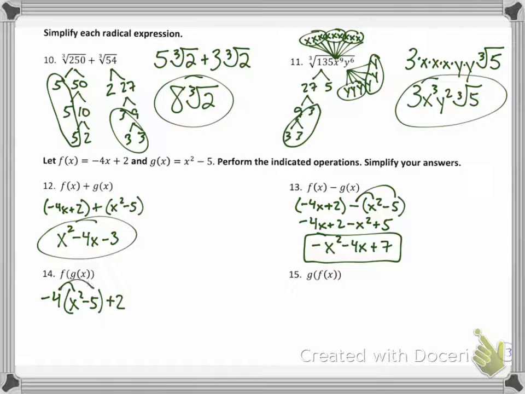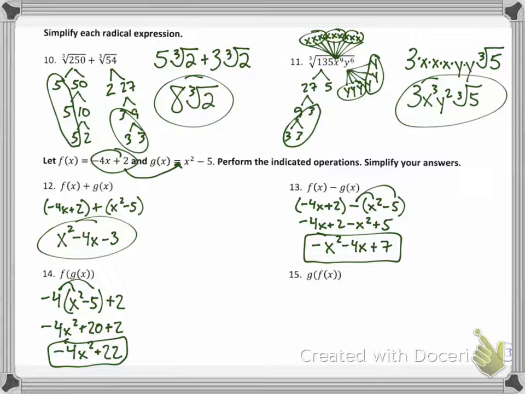So here I can distribute the negative 4, get negative 4x squared plus 20 plus 2. All I can do is combine a couple like terms. My final composition will give me an answer of negative 4x squared plus 22. Number 15 tells you to do g of f of x, which means since f is on the inside, the f will get plugged in for the g. So I'm going to take the f function, plug it in for x of the g function.